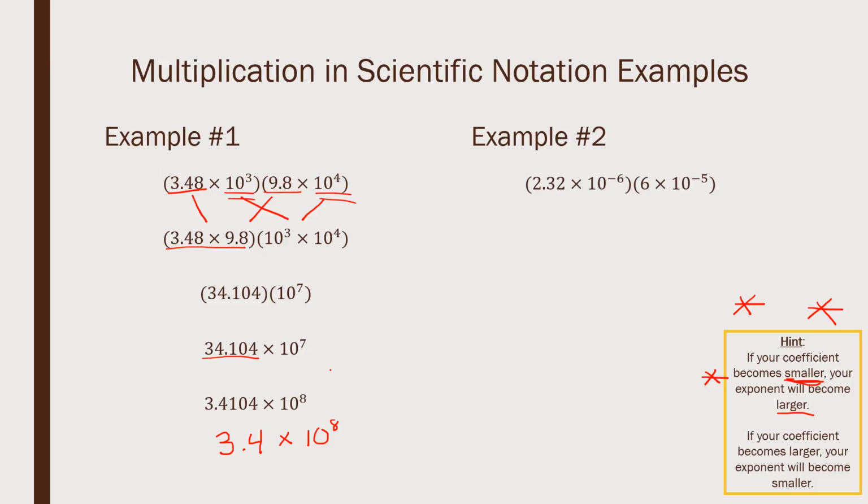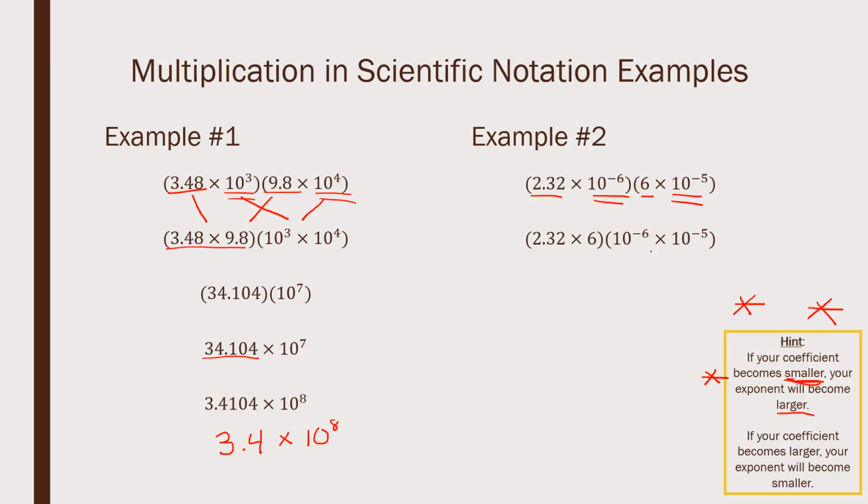Now let's look at one with negative exponents. So again, let's separate our coefficients from our powers of 10. And we're just going to kind of separate those out. So I've got 2.32 times that 6. So I separated our coefficients, and then I separated our powers of 10. Now again, use a calculator to multiply.